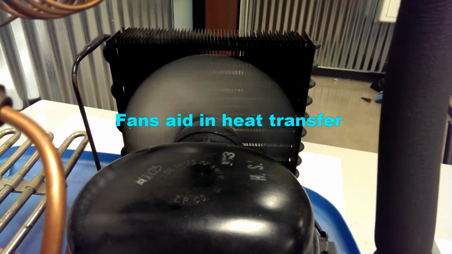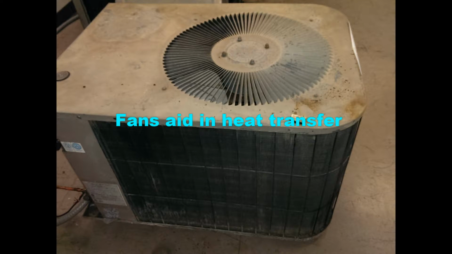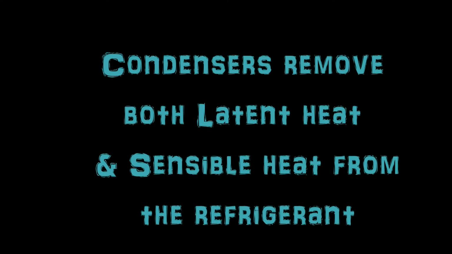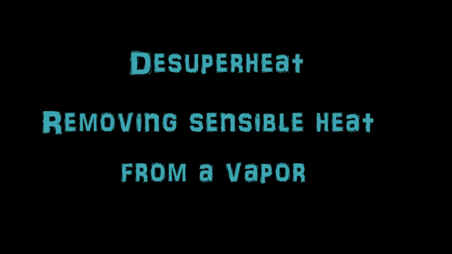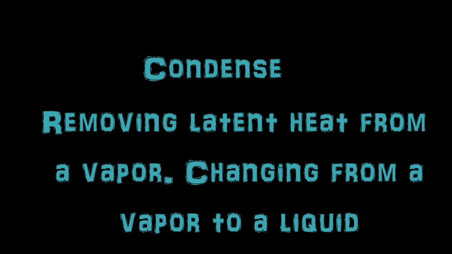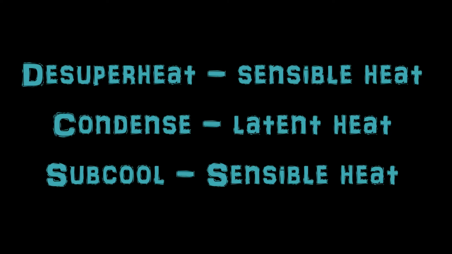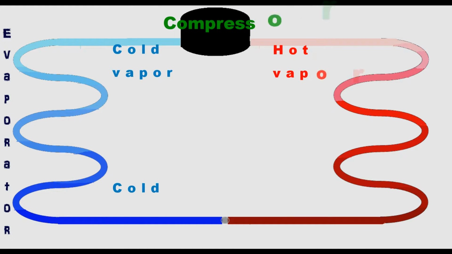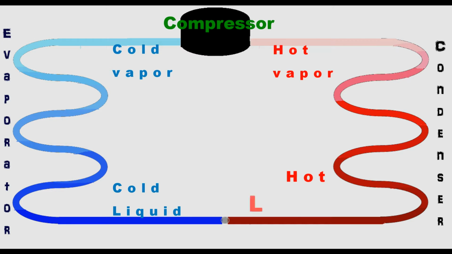You can see there's a fan. They often use fans to help in convection. Condensers remove both latent heat and sensible heat from the refrigerant. Desuperheat removes sensible heat from a vapor. Removing latent heat from a vapor, changing it from a vapor to a liquid. Subcool means that you're removing sensible heat from the liquid. So these are the three processes done in the condenser as you're removing heat. So as it comes out of the condenser, we have a subcooled hot liquid.